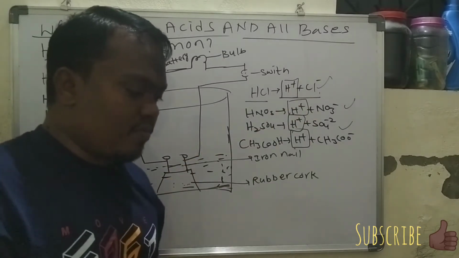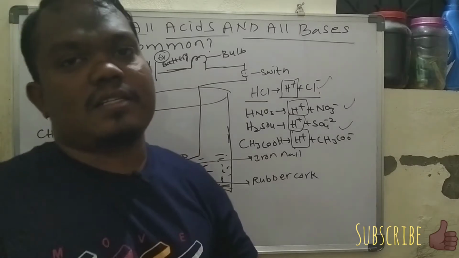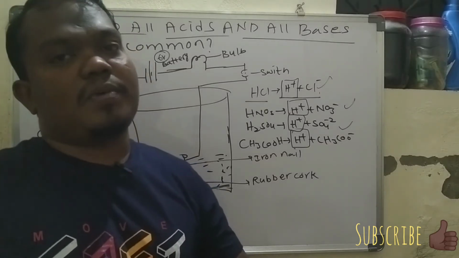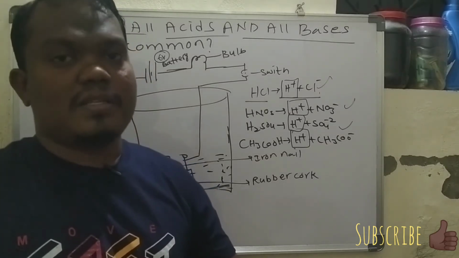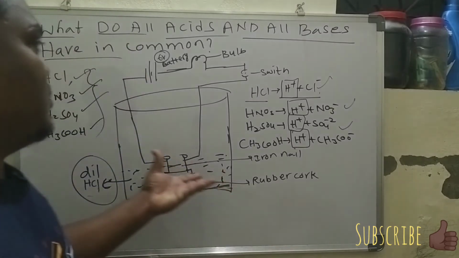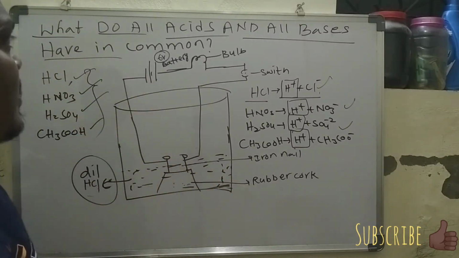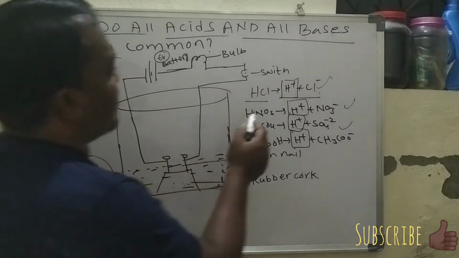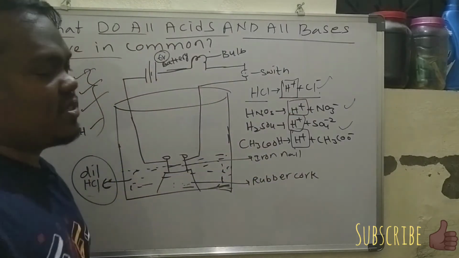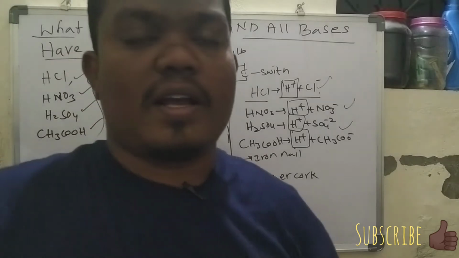So simply we conclude that all acids contain H plus ions. From this activity we learn that acids commonly have H plus ions as a cation.